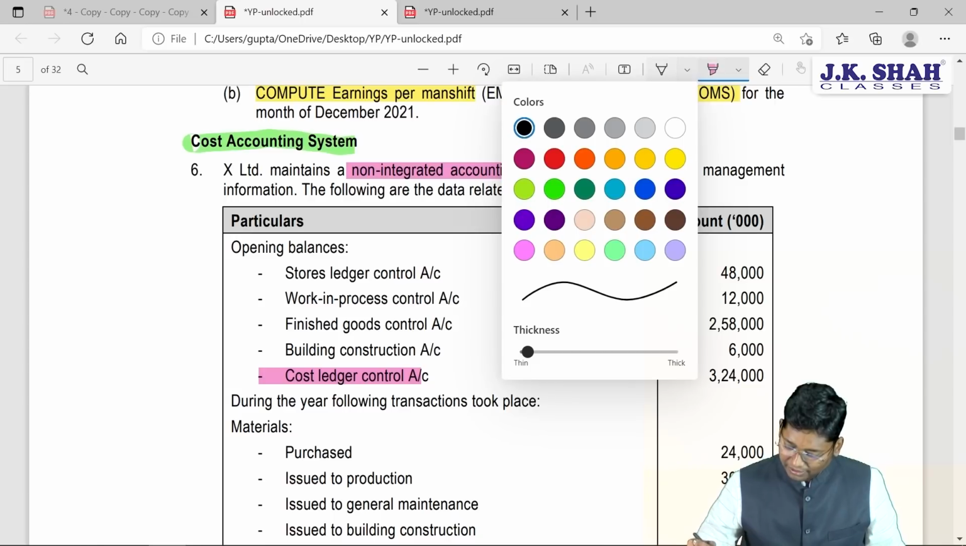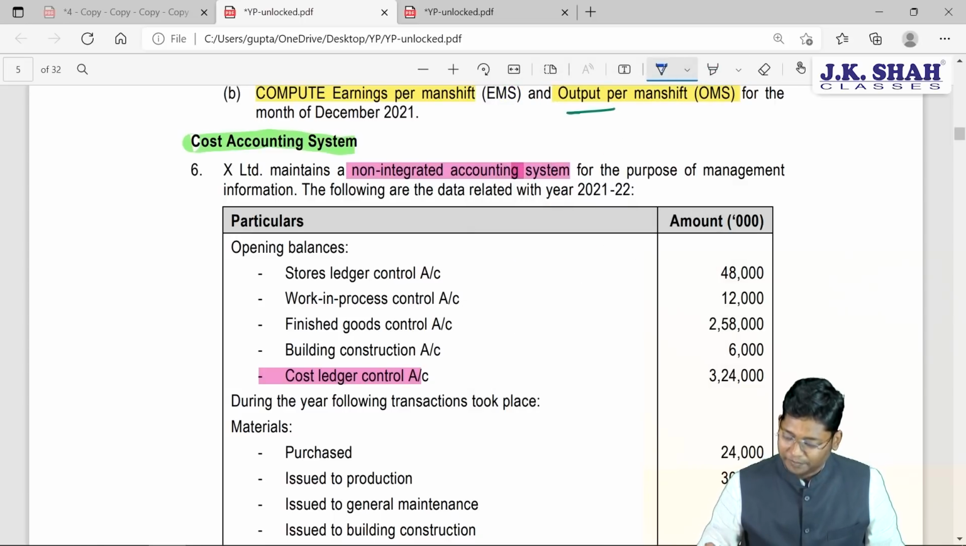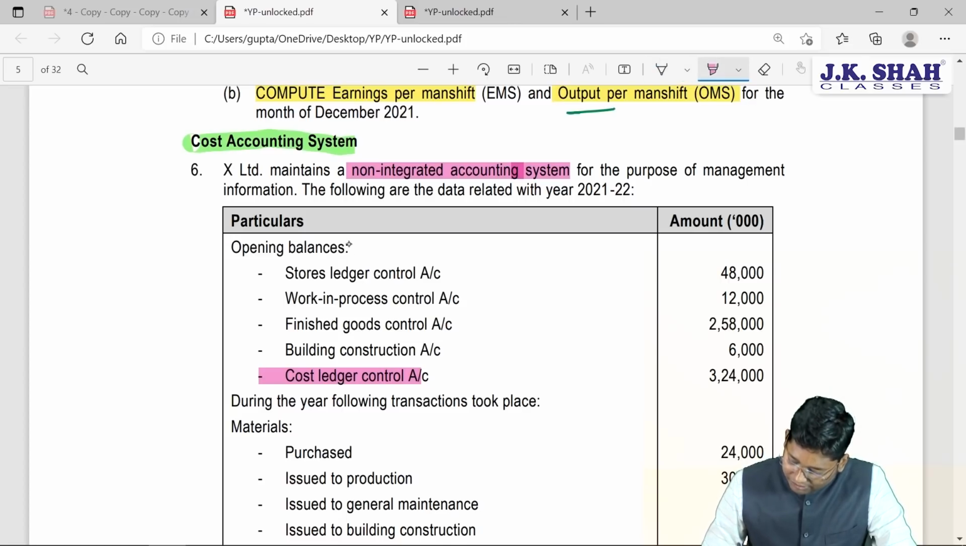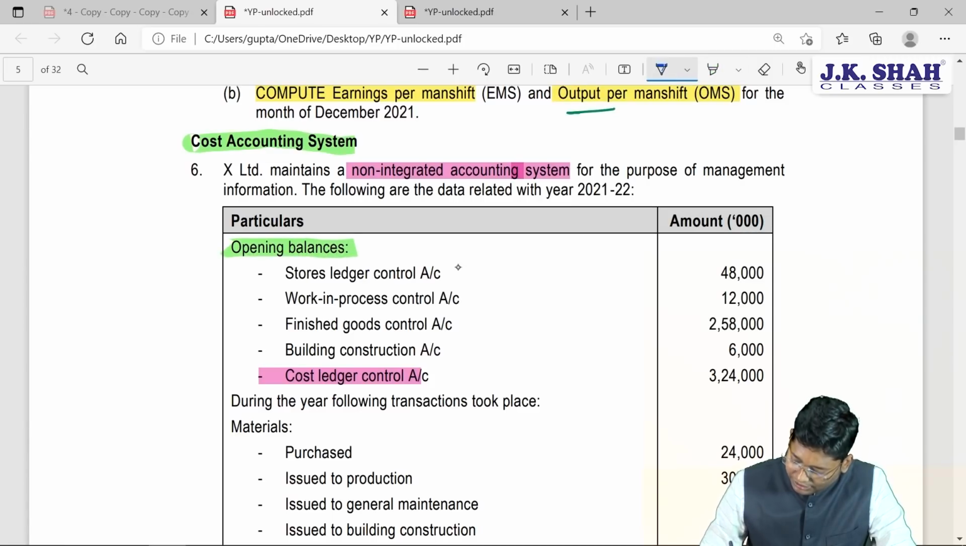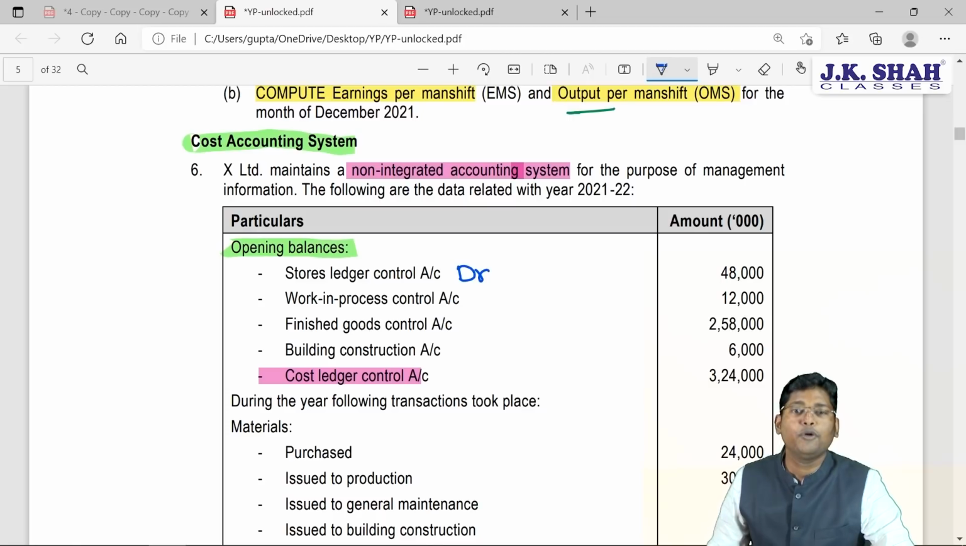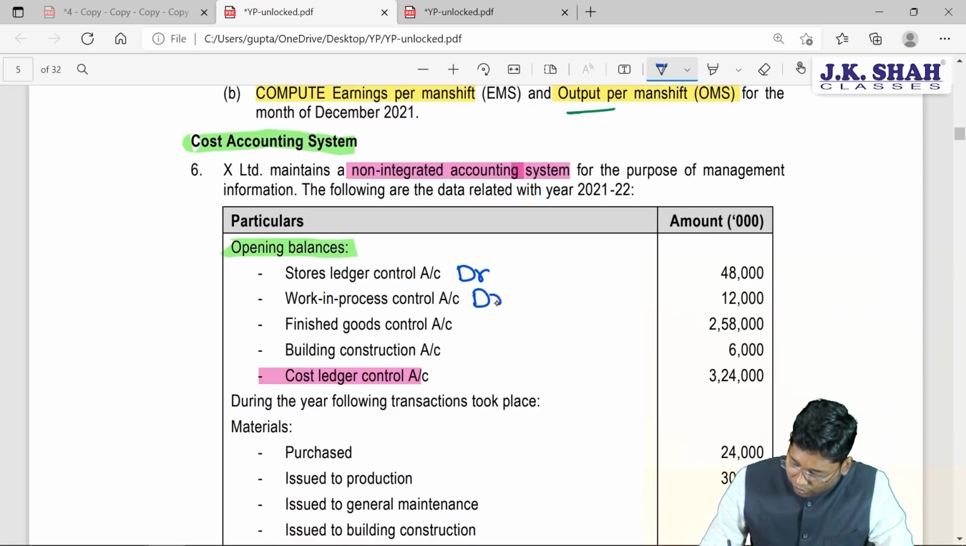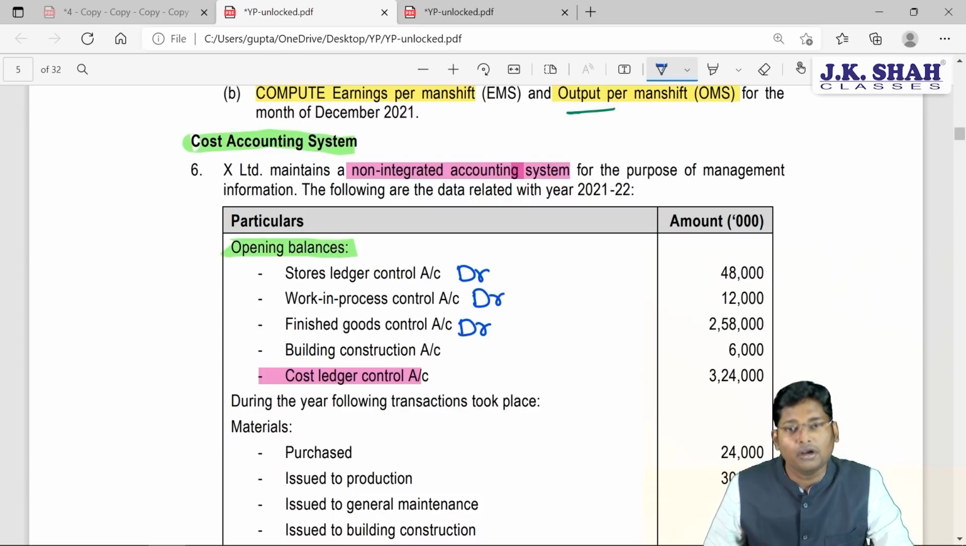X Limited maintains a non-integrated accounting system for the purpose of management information. The following is the data related to year 2021-22, where the very first opening balances are available. Opening balances are available for multiple accounts, where the first is the store ledger control account, to be recorded on the debit side of the SLC account. Work in progress control account and finished goods control account should also be recorded on the debit side, because these are all stock accounts, and stock accounts always carry a debit balance.